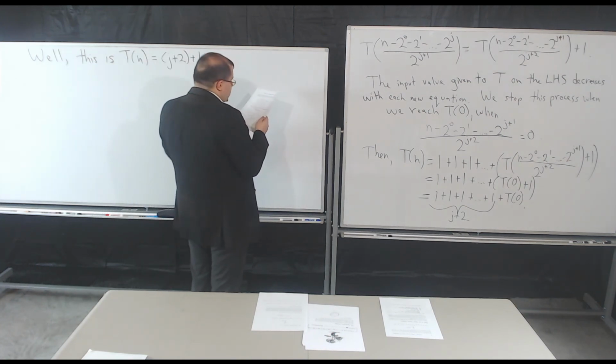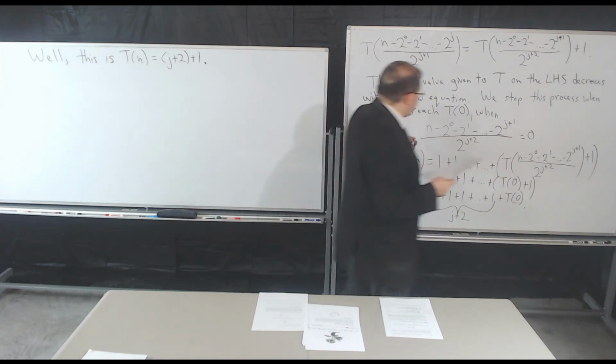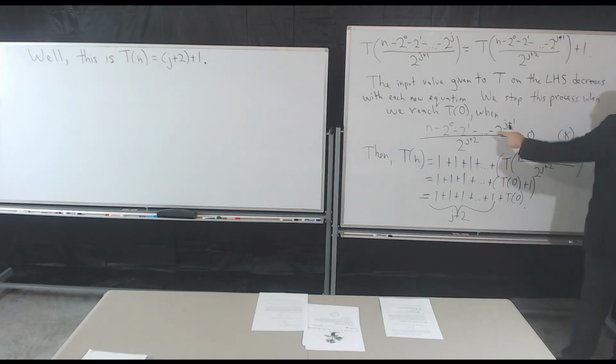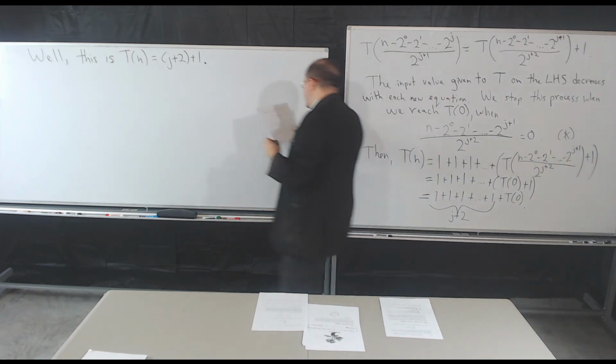Now what we're going to do is I'm going to mark a specific equation that I have. I have this one right here, right? I'm going to call this one star. This one where I have all these powers of 2 divided by another power of 2 is equal to 0. I'm going to star that equation. I'm going to use this.